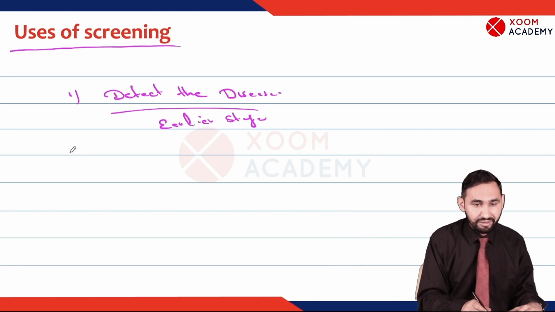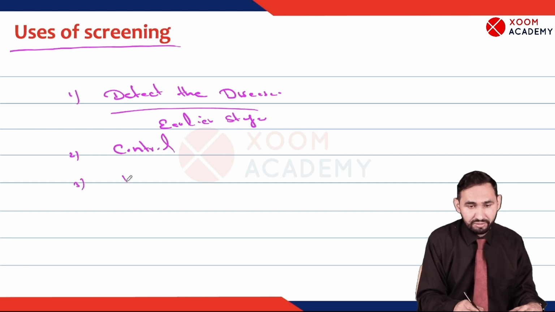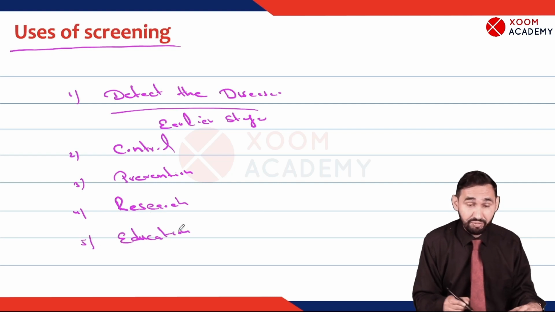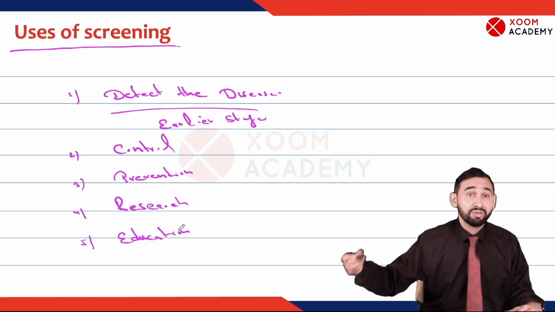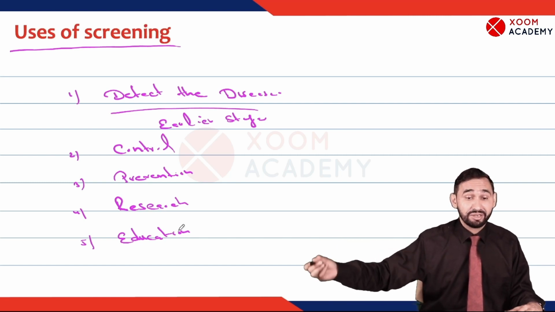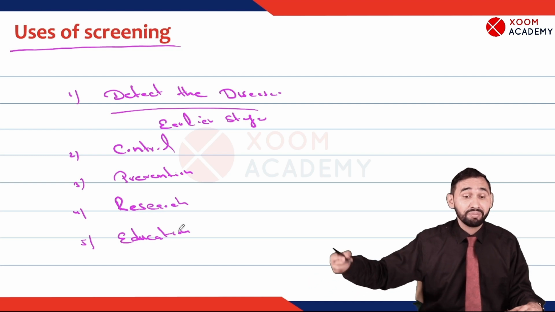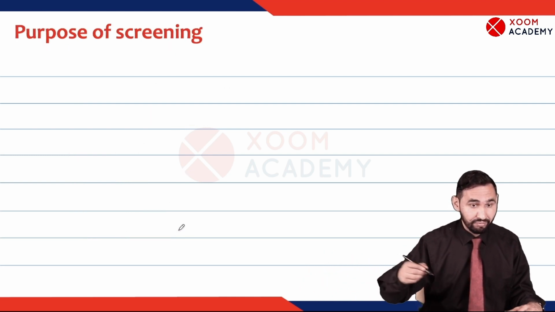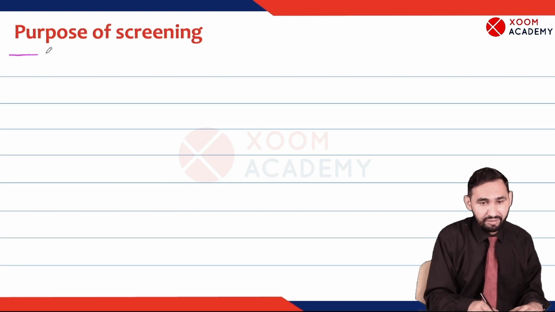When we detect the disease, it will help in control, it will help in prevention, it will help in research, it will help in awareness and education. Idea is to educate our common people. So, basic uses of screening are detection of disease, control of disease, prevention of disease, for research purposes and for education purposes. What is purpose of screening?